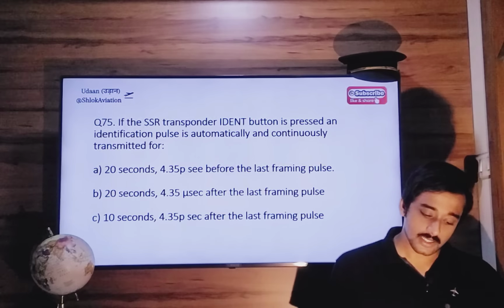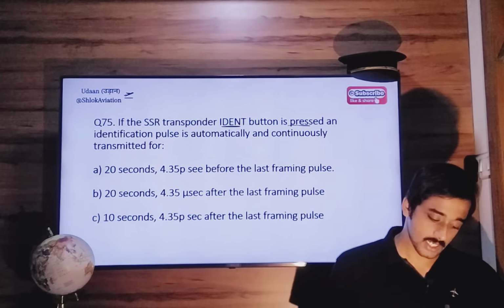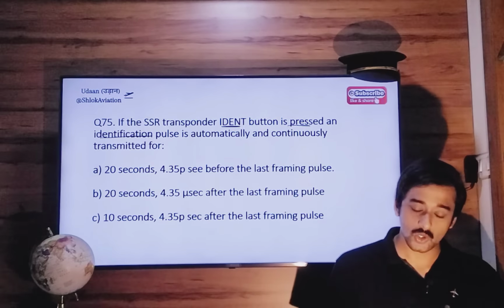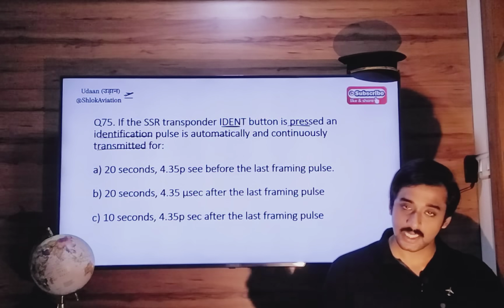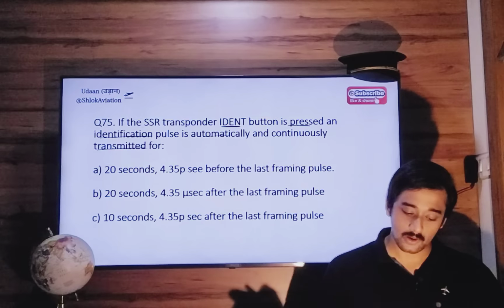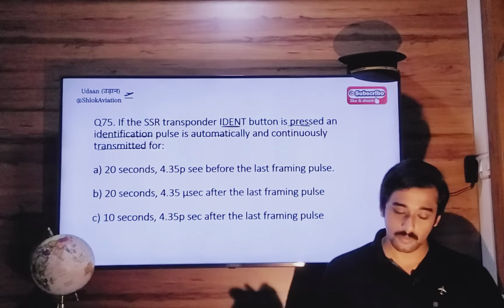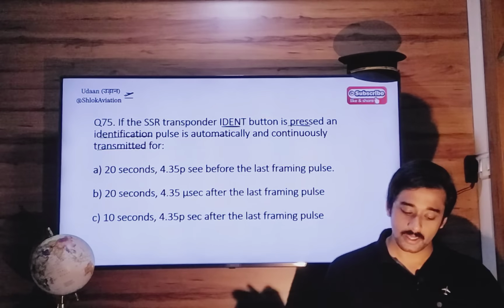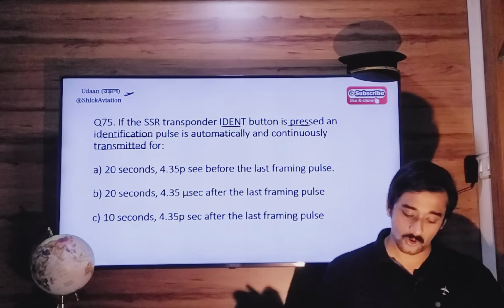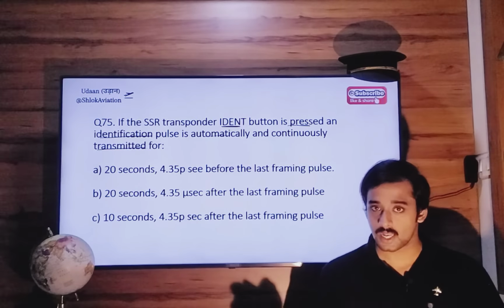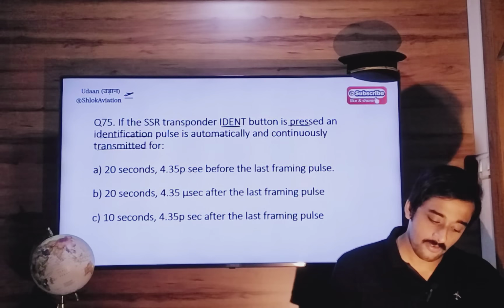If the SSR transponder ident button is pressed, an identification pulse is automatically transmitted and continuously transmitted for 20 seconds, 4.35 microseconds before the last trailing pulse, 20 seconds, 4.35 microseconds after the last pulse, 10 seconds, 4.35 microseconds after the last pulse. Now, identification.